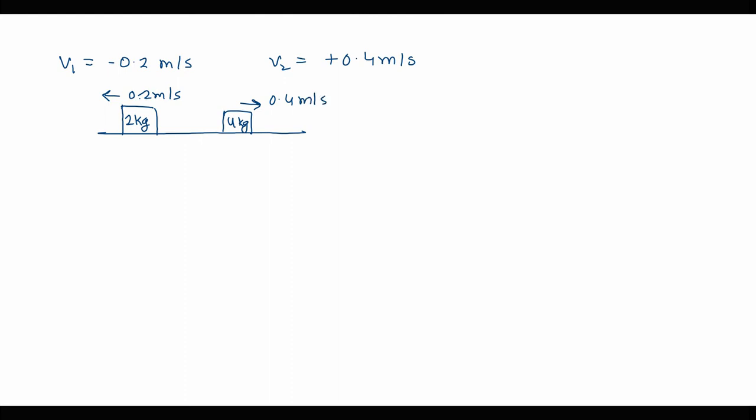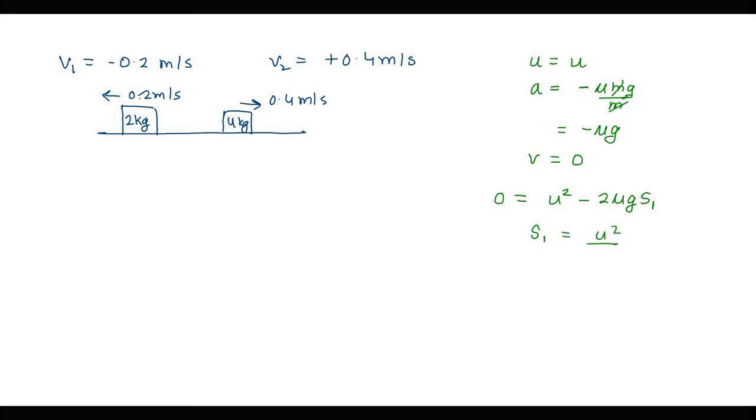And we have to calculate the separation between them when they come to rest. Let us calculate a general result for any block: if the initial speed is u, the acceleration because of the frictional force, mu mg upon m, can be written as minus mu g. The final velocity is equal to 0. To calculate the displacement s1, we write v square equals u square minus 2as, so the value of s1 turns out to be u square upon 2 mu g.